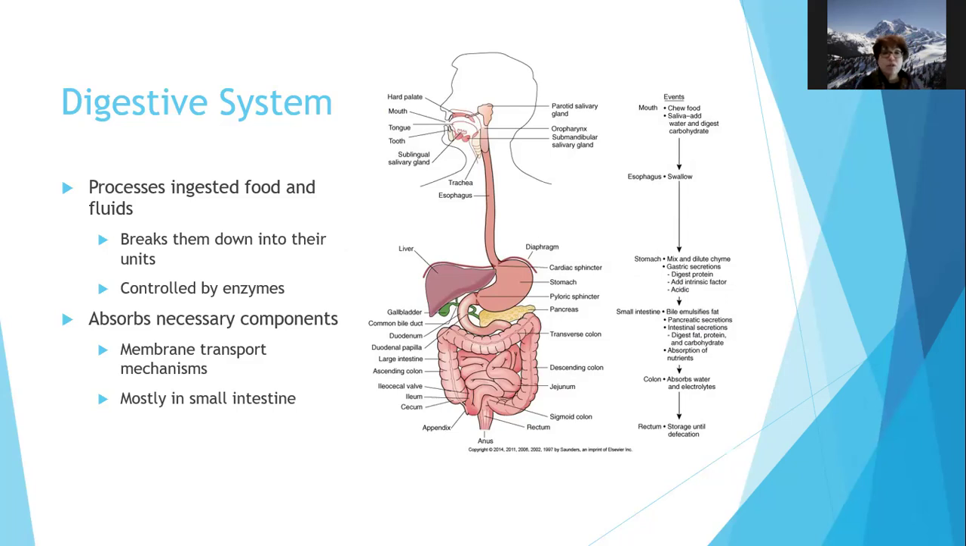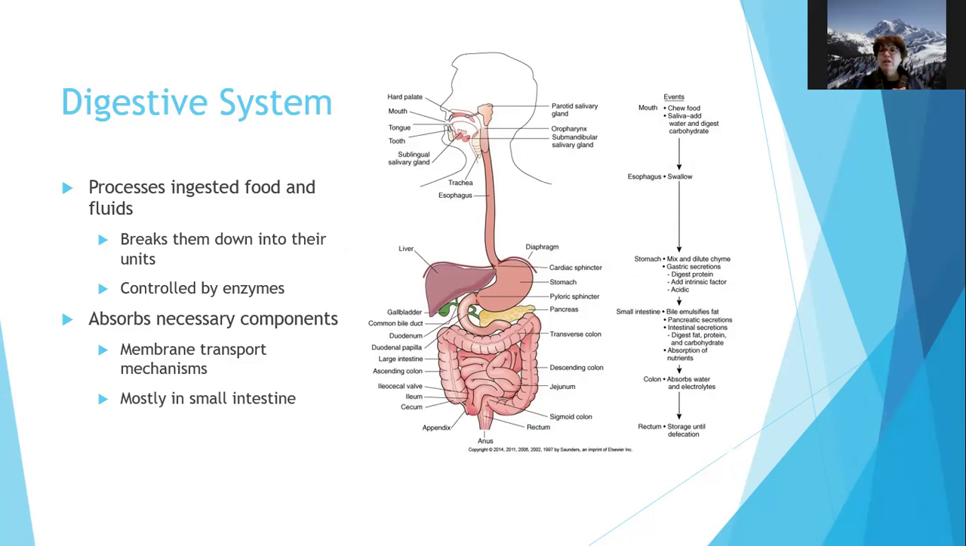Most of the absorption of nutrients happens in the small intestine, and the small intestine has a very convoluted inner surface for lots of surface area for absorption, where the nutrients get absorbed into the bloodstream and then they get distributed to wherever they need to go. Some of them go to the liver for further processing because the liver is sort of our chemical factory, and we'll talk about the liver as well.